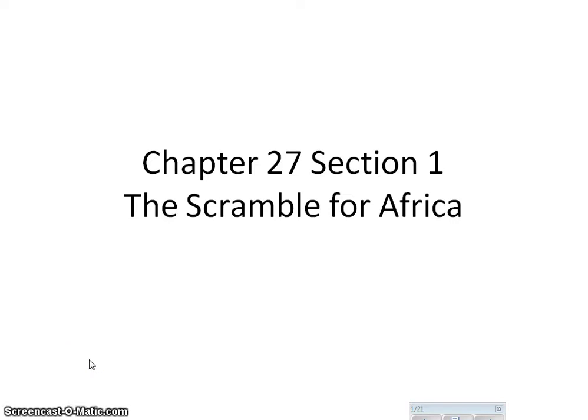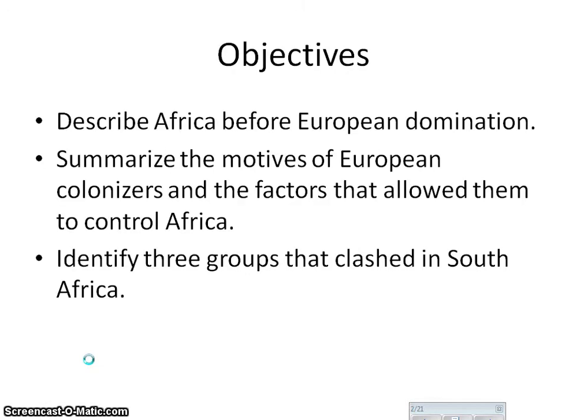So this week's chapter, we're looking at chapter 27.1, Scramble for Africa. Some of our objectives, we're looking at how does Africa become dominated by Europe, okay? We're going to be looking at why Europe is dominating Africa. And the third thing, we're going to be identifying some groups that are clashing in South Africa, which is a particular country in Africa, obviously in the south.